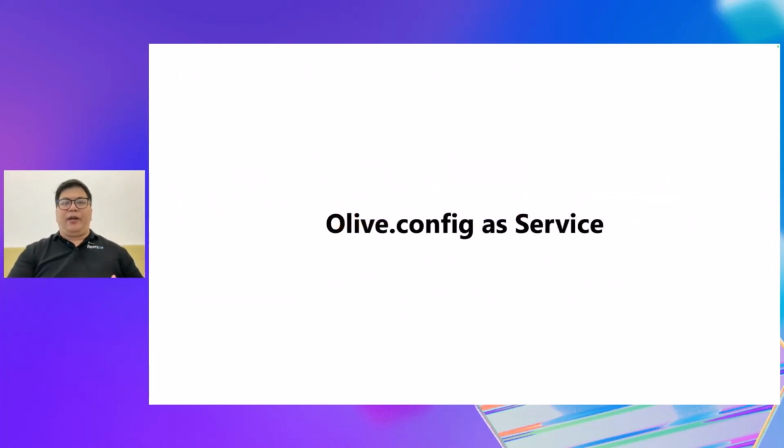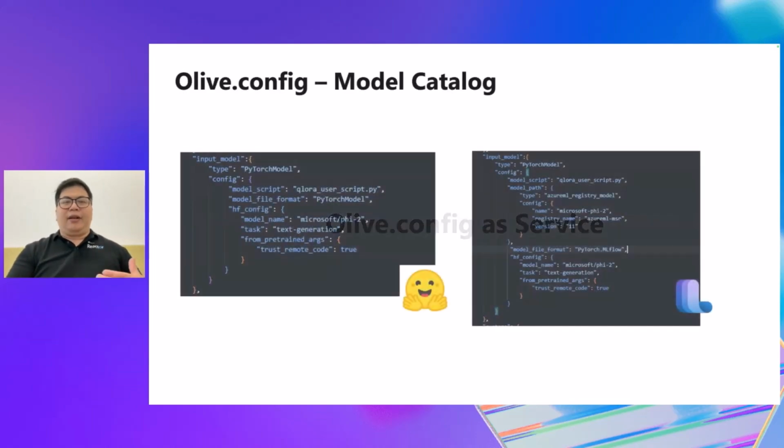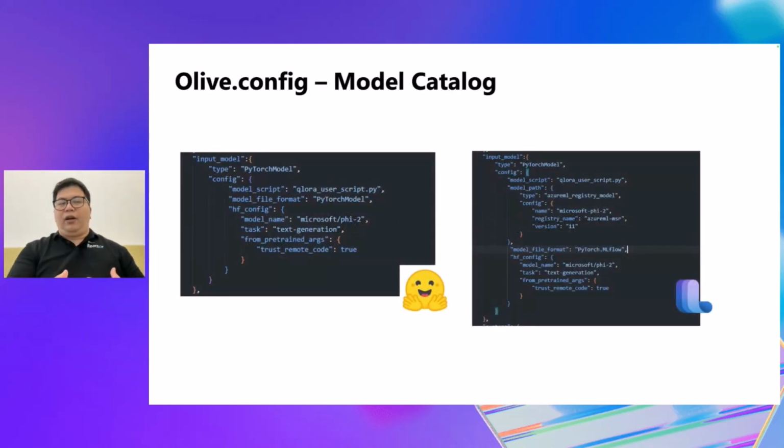Maybe we can talk about Olive config as a service. Why do I talk about this? You can see Microsoft Olive, all the tools are in JSON format. You can see the format. If I want to use Hugging Face, you can set the Hugging Face model name and some settings, task text generation. Here I use the Phi-3 models. Another thing is the model script. You can set the Python script here. Another thing is the model format is the PyTorch model.